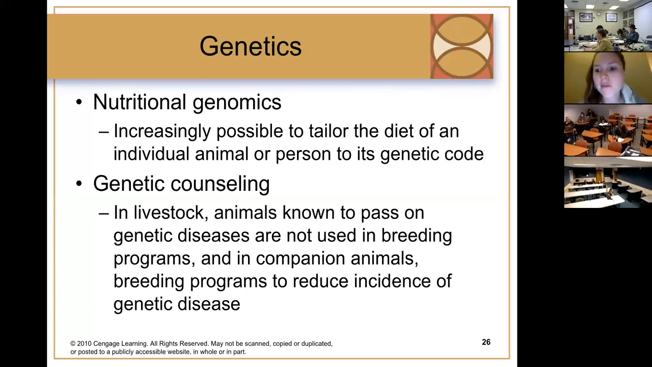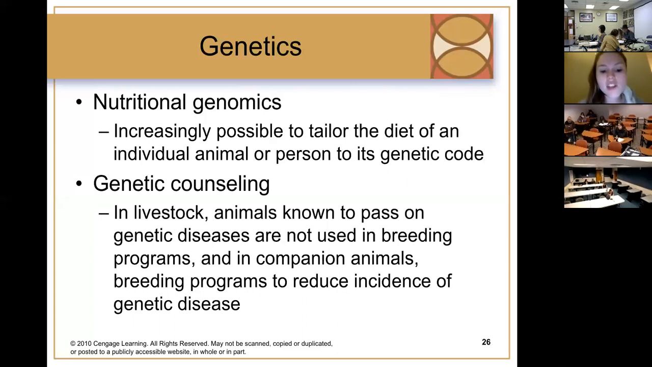Genetic counseling is also part of genetics, mostly for people. If you've ever heard of that, some people will get their DNA mapped, and then they may have genetic counseling to see what diseases they're prone to. In livestock, animals that are known to pass on genetic diseases are not used in breeding programs, obviously, because you don't want to pass on any kind of disease. Genetically, you don't want that showing up.